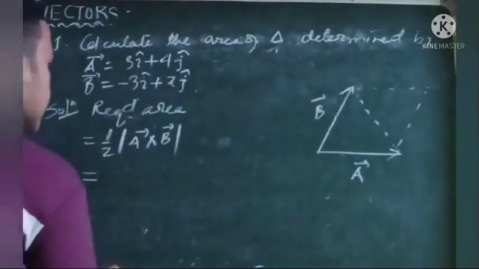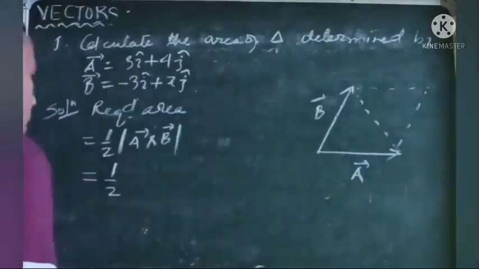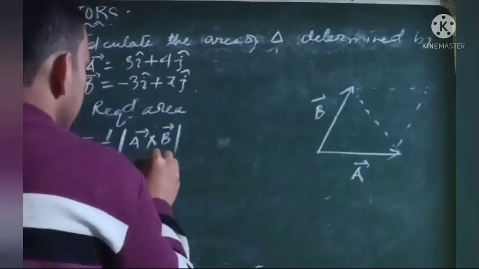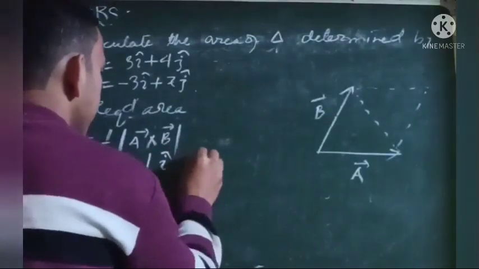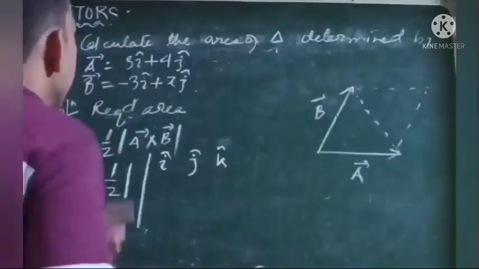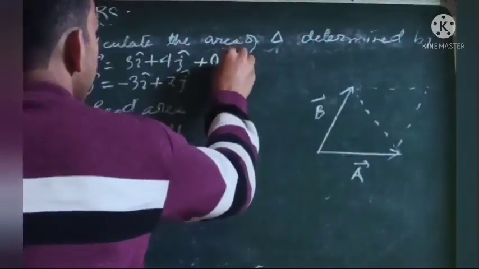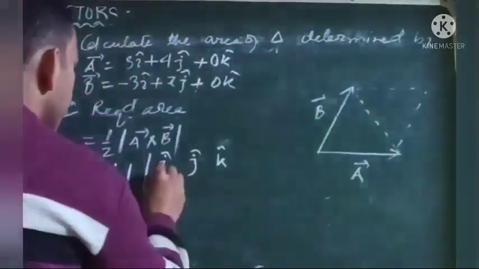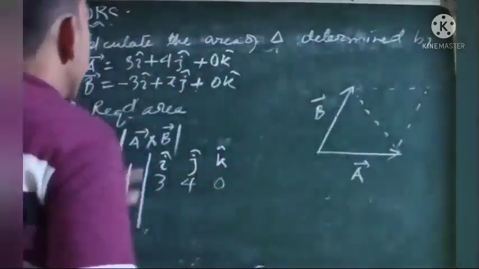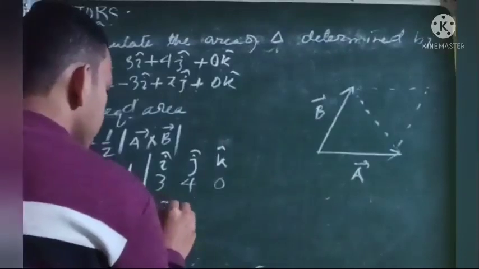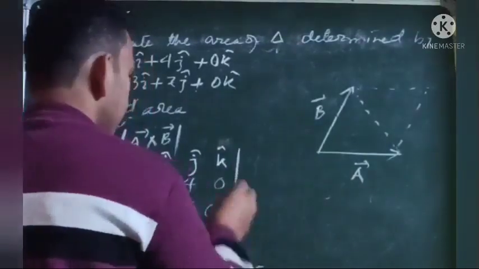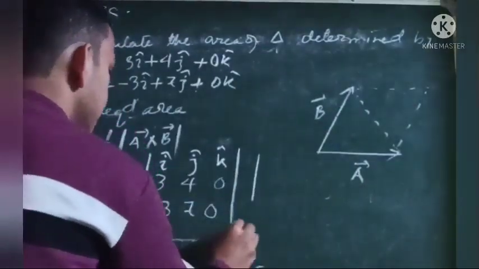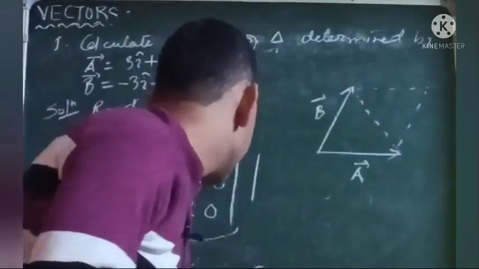Now, half of the magnitude of A cross B is this determinant with i cap, j cap, k cap. Here the k cap component is 0 times k cap, here also 0 times k cap. So 3, 4, 0 and minus 3, 7, 0, and its whole magnitude. This represents the magnitude of this determinant. Now we have to open the determinant.